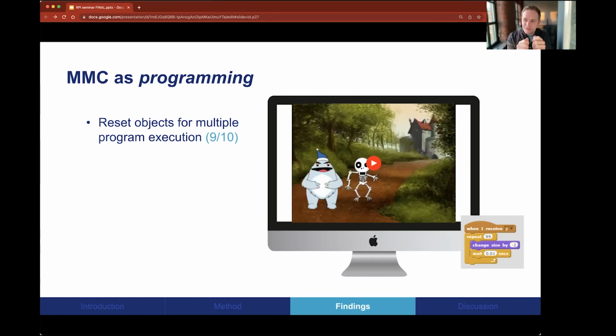Where we found instances where students didn't do that, we just pointed at where they manually reset it in order to play the story again. We showed them different strategies and ways that they could reset their programs.